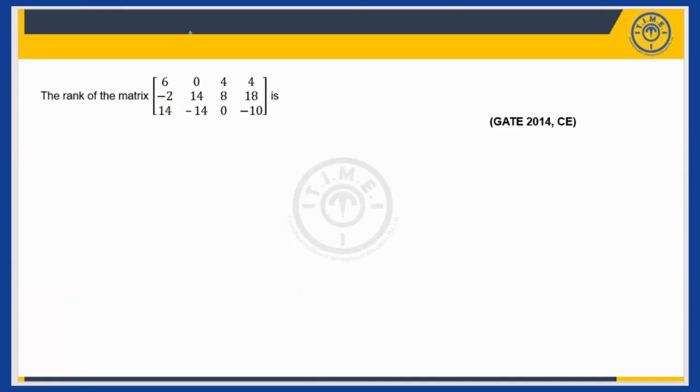Just simply apply the operations. By using this 6, make the elements below it zeros. So to R2 apply 3R2 plus R1, and to R3 apply, so 21. Or we can do it in this way, 7 and 3. So that is 3R3 minus 7R1.